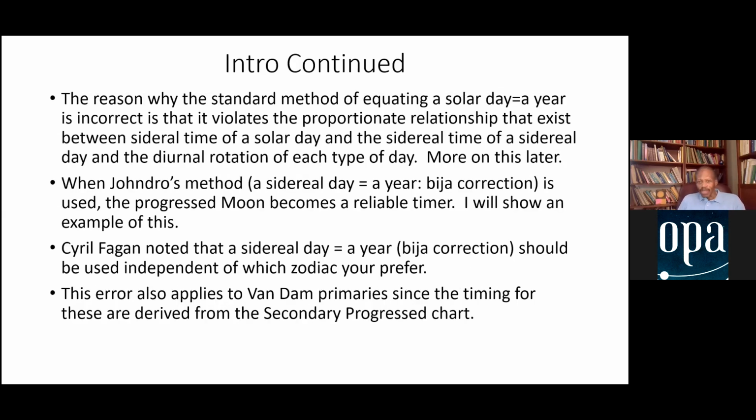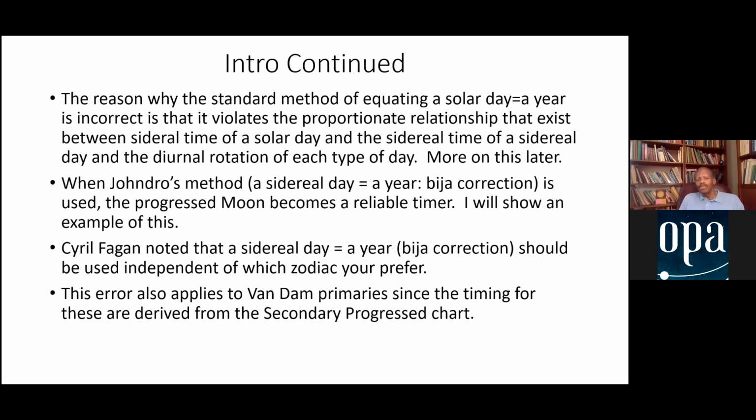Now, the reason why the standard method of equating a solar day equal a year is incorrect is that it violates the proportionate relationship that exists between sidereal time of a solar day and the sidereal time of a sidereal day and the diurnal rotation of each type of day. And we'll have much more on this later to make it clear to you.